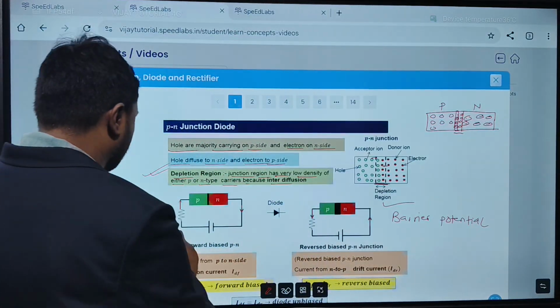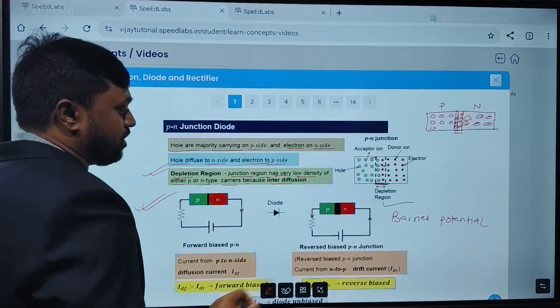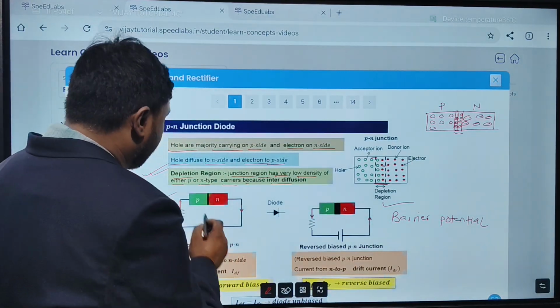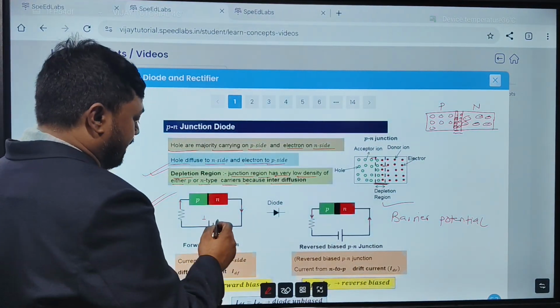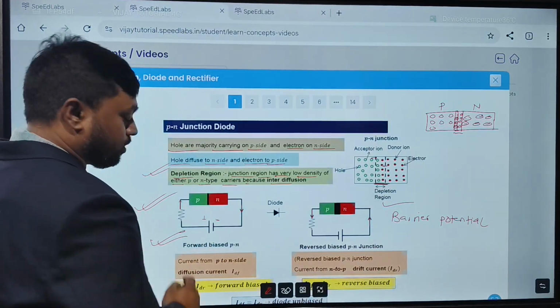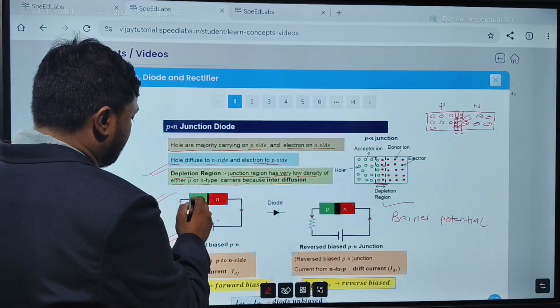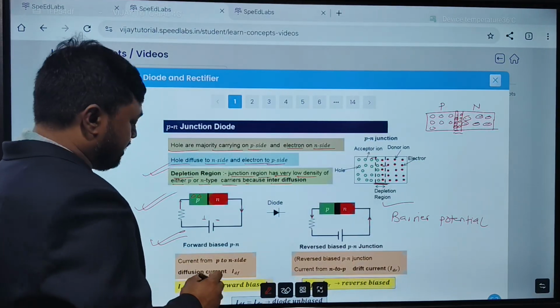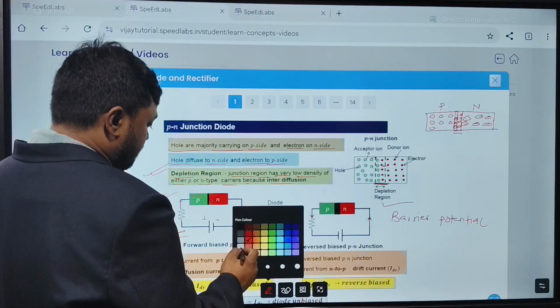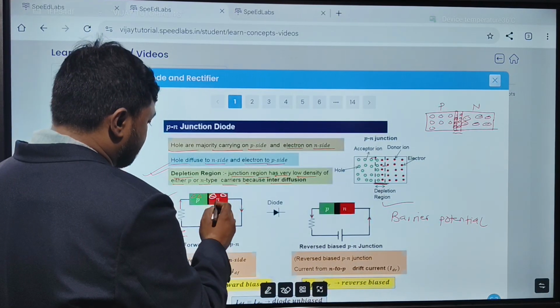Yes or no? So we talk about forward bias and reverse bias now. What do you mean by forward bias and reverse bias? When the p side is connected to the positive and the n side is connected to the negative, then in this case it is called forward bias. What will happen? Try to understand. Here holes are the majority charge carriers. Yes or no? Here electrons are the majority charge carriers.